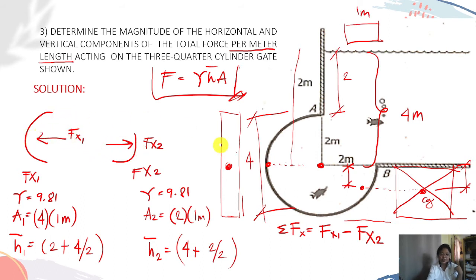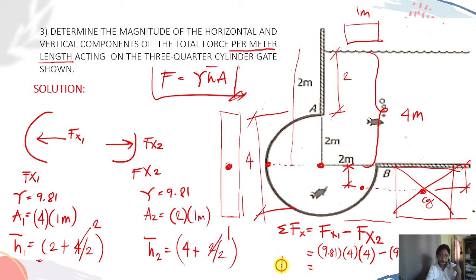Taking forces, summation, so we have the gamma h bar A, 9.81, h bar is 4, while simplified na to ha, H1 is 2 plus 4 over 2, so ilan to? This is 2 meter plus 2 meter, that is 4, minus 9.81 by what is your height? Height is 4 plus 2 over 2, and what is 2 over 2? That is 1 meter, therefore, the height is 5 meters by the area. What is the area? 2 by 1. So, simply that is 2 square meters.